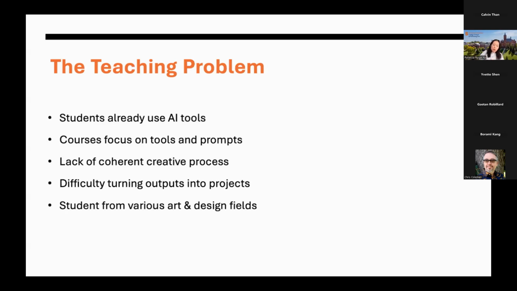And it's very difficult to turn their outputs into projects. Another thing is that the students in the class are from various art and design fields. They're from animation, illustration, design, and multimedia art. So there's a wide variety of fields in the class. And because of that, it makes teaching AI in this sense even more challenging.